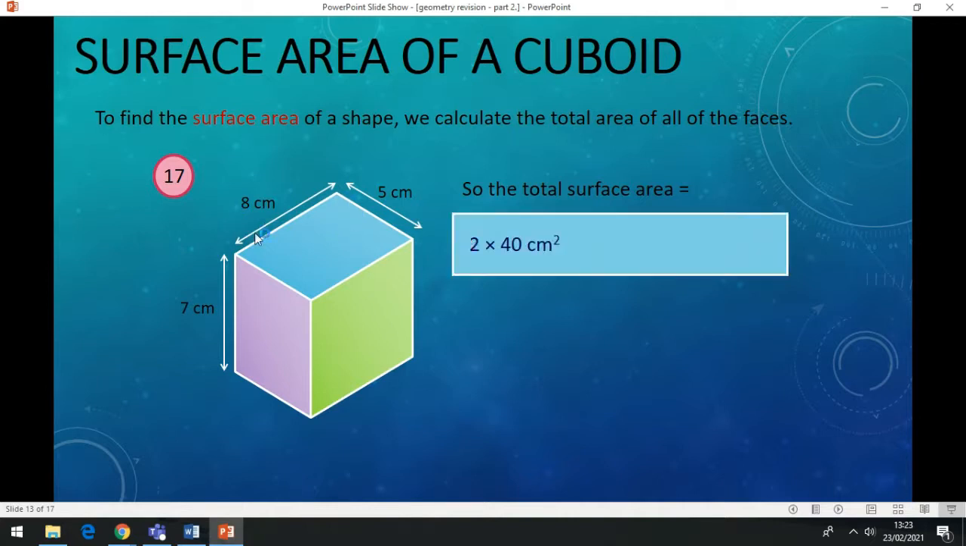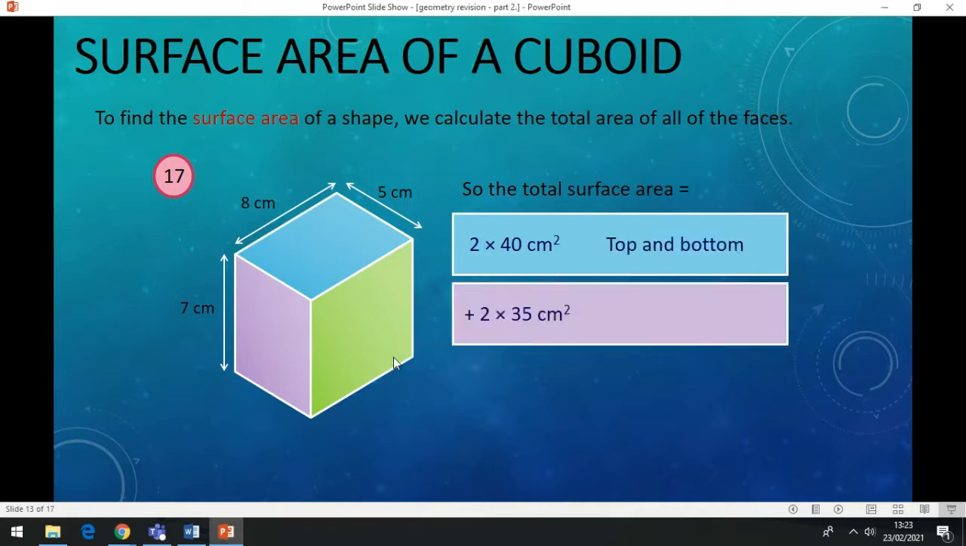So the top here would be 8 times 5, which is 40 centimetres squared. And we've got the top and the bottom in blue, so we would have 2 lots of 40 centimetres squared. We'd have the 2 sides, the purpley pinky side. Well, we know that this is 7 by 5, so 7 by 5 is 35, and we need 2 lots of that. I would call it the side and the side, they put the front and back here.